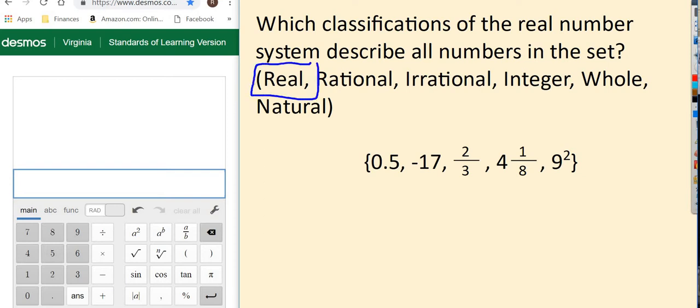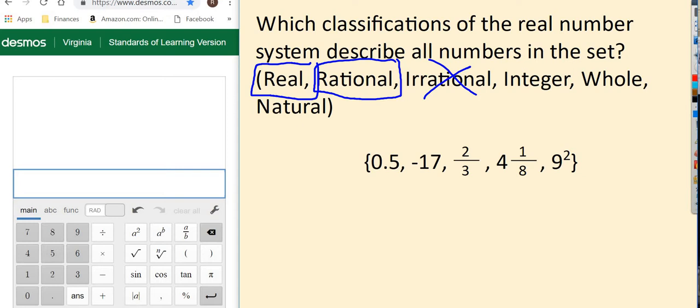Rational, that's a decimal that stops. That's -17. If it can be written as a fraction, then it is definitely rational. So 2/3 is rational. 4 1/8, again, if there is a fraction, it is rational. And 9 squared is 81. So they're all real and they are all rational. So we know they are not irrational, so we're going to mark that out.